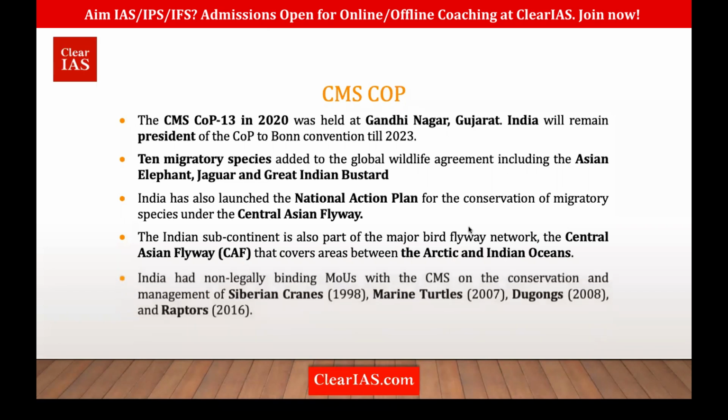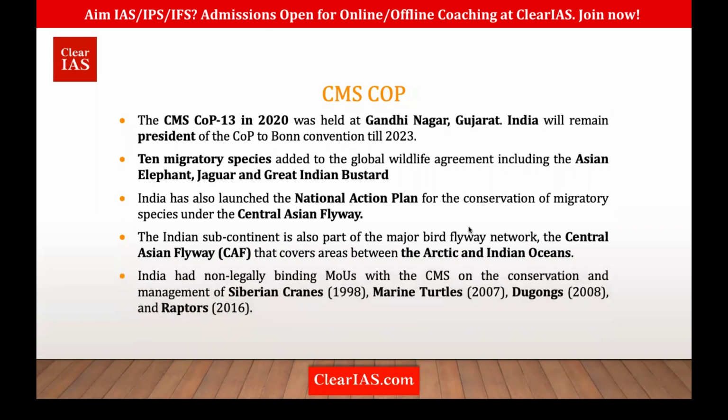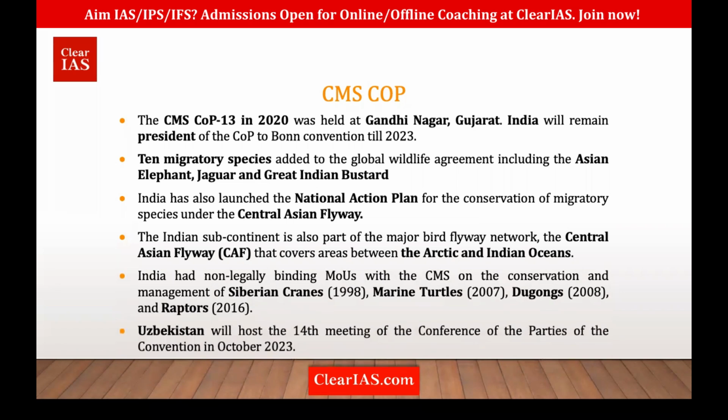India launched it. Apart from that, India has already signed earlier CMS agreements, agreeing to conserve Siberian cranes, marine turtles, dugongs, raptors, snow leopards, etc. And remember, the next COP will be held this year, 2023, in Uzbekistan. Until then, India would be the president. So remember, the last COP in 2020 was held in Gandhinagar, Gujarat, and the next COP would be held in Uzbekistan.